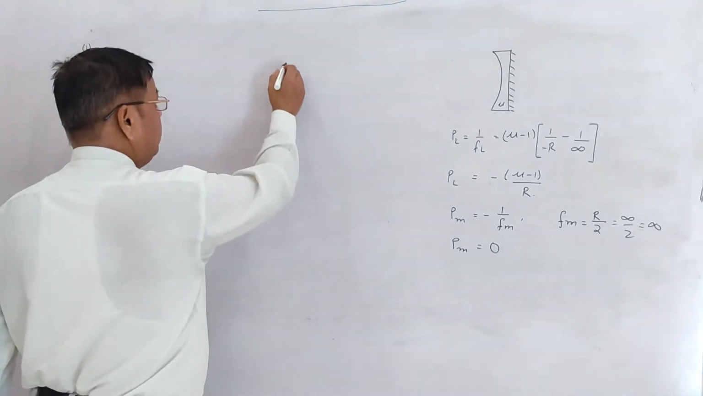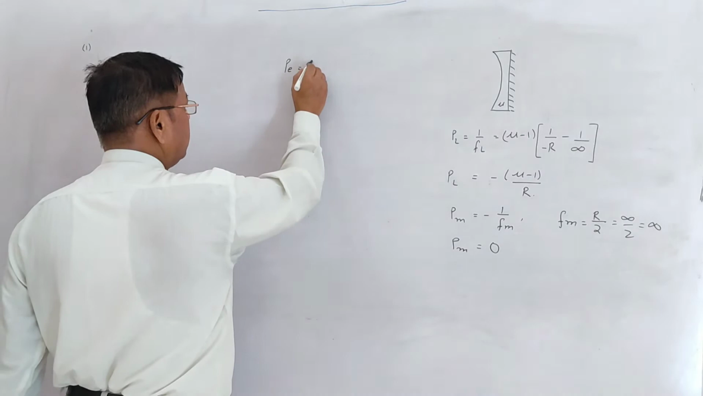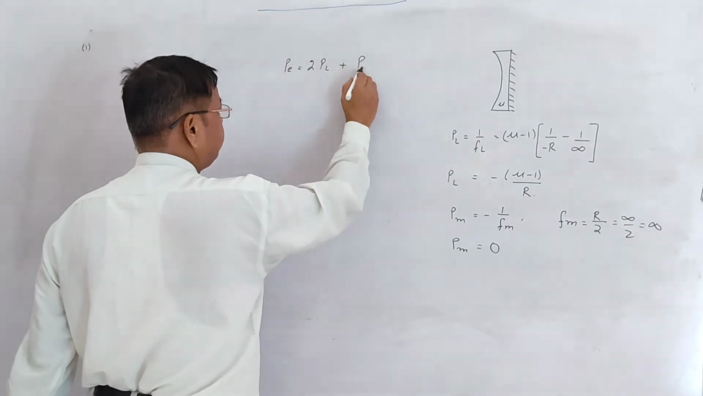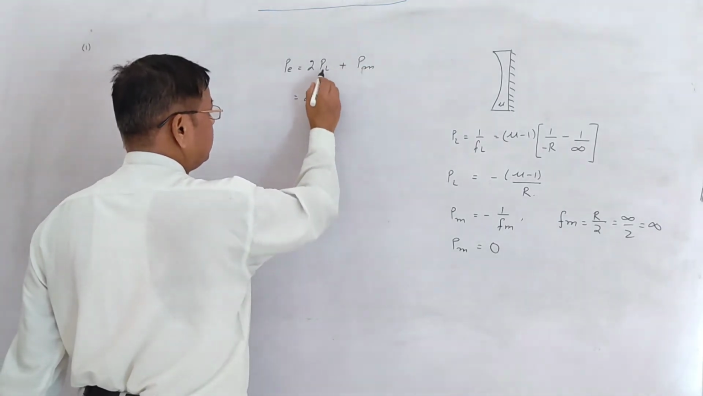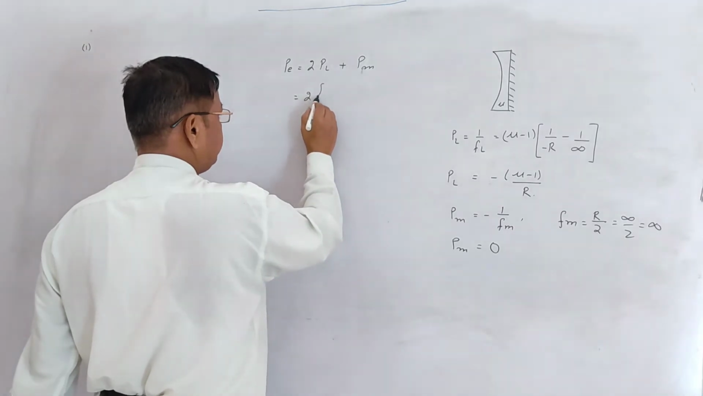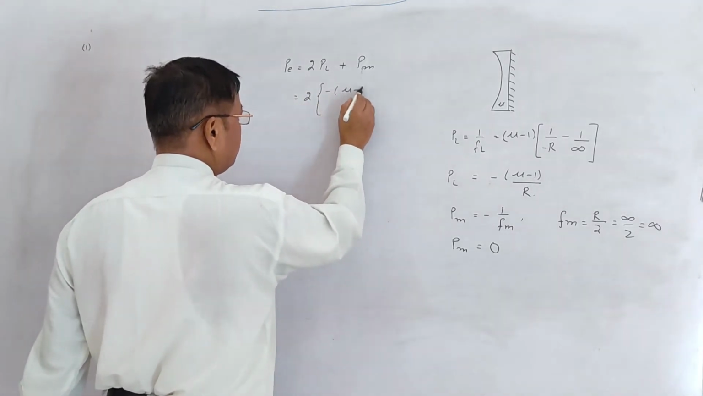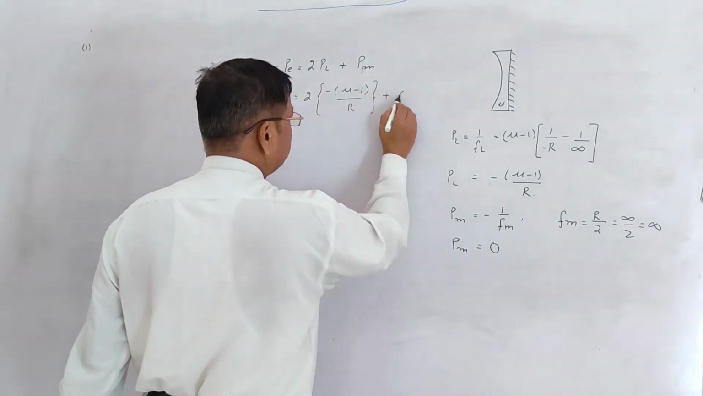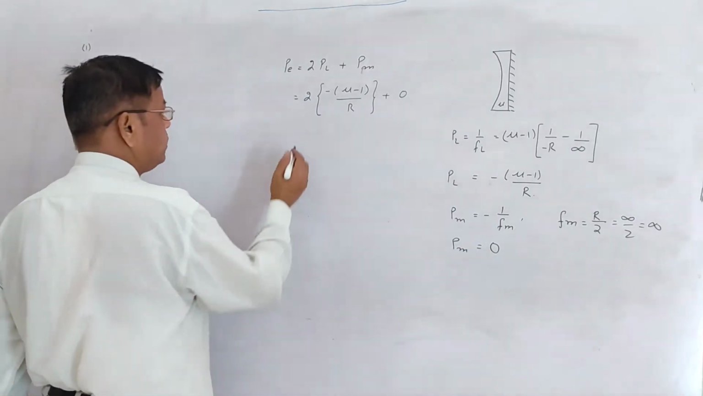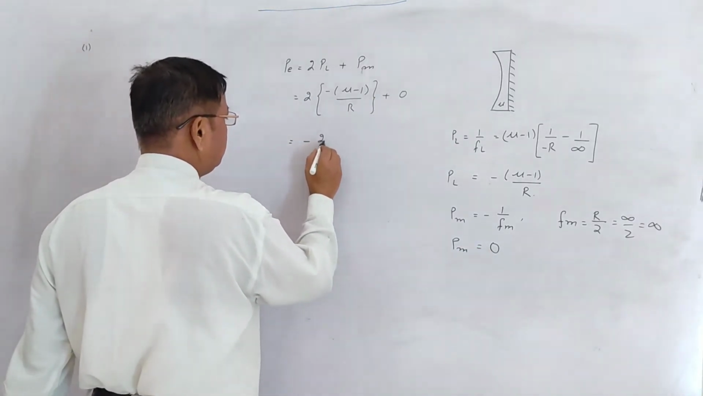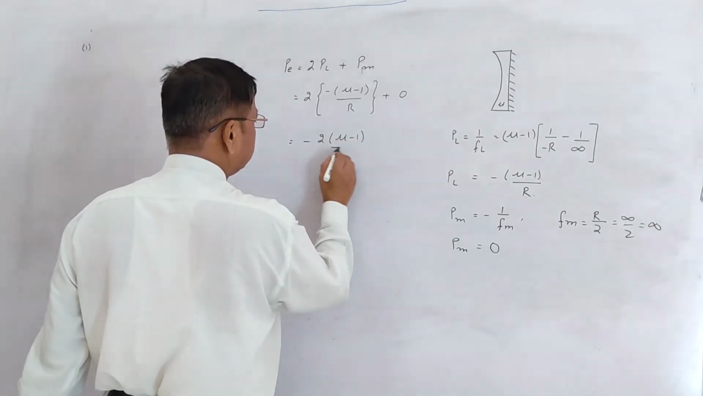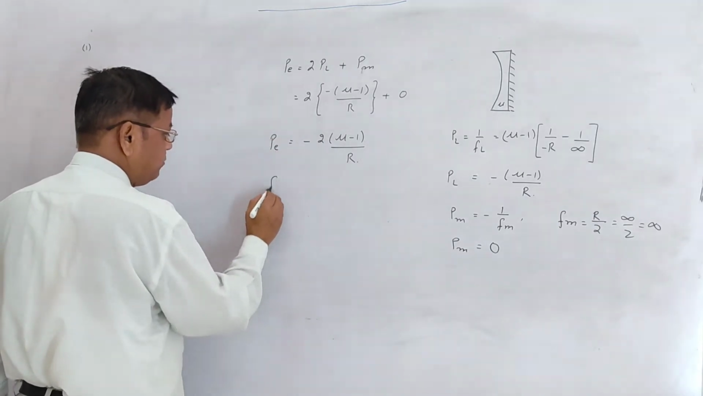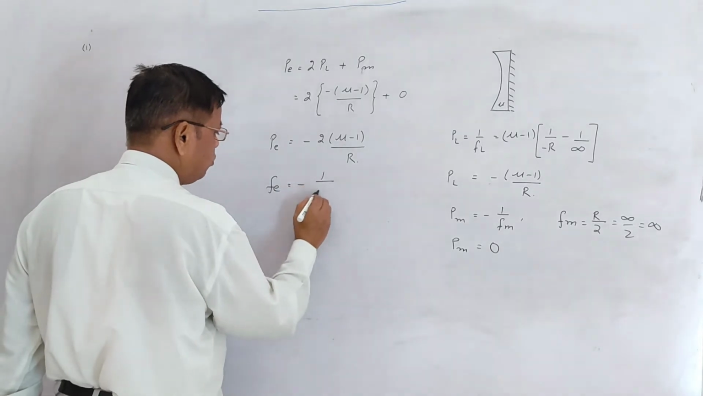So what is the effective power of the system? It is 2 times PL plus PM. So 2 times PL is minus mu minus 1 upon R plus 0, because PM is 0. So it is minus 2 mu minus 1 upon R. This is effective power. Now effective focal length is minus 1 upon effective power.